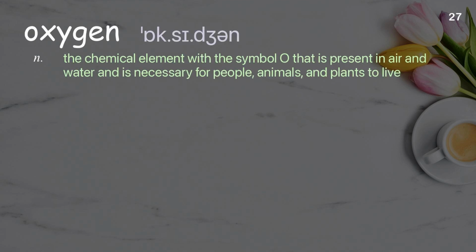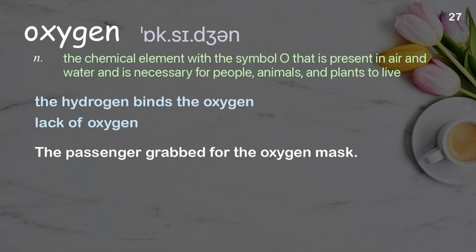Oxygen. The chemical element with the symbol O that is present in air and water and is necessary for people, animals, and plants to live. Examples: The hydrogen binds the oxygen. Lack of oxygen. The passenger grabbed for the oxygen mask.